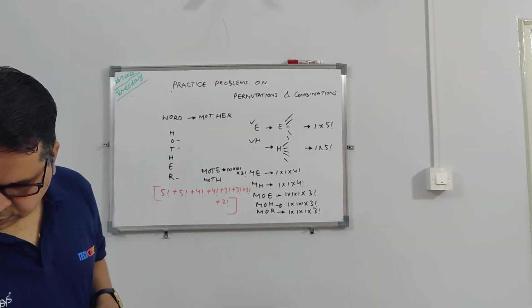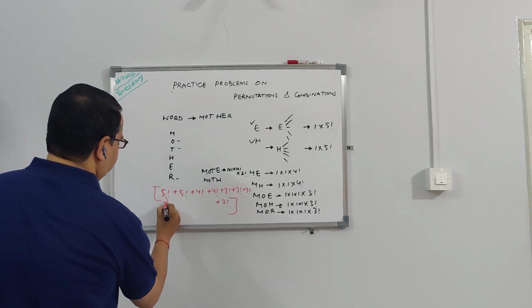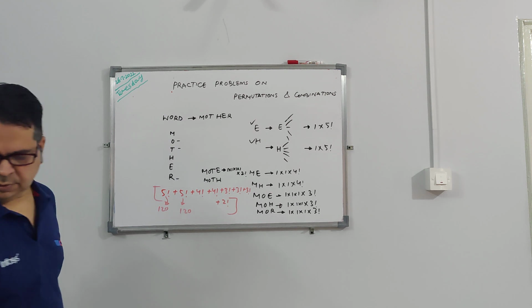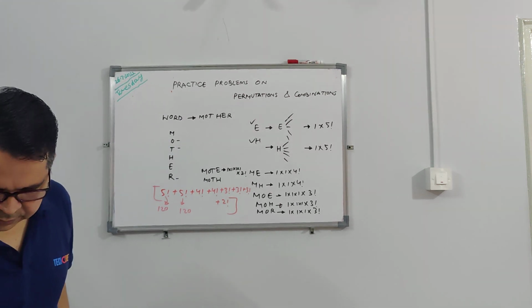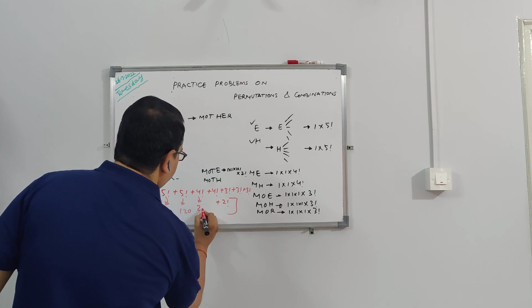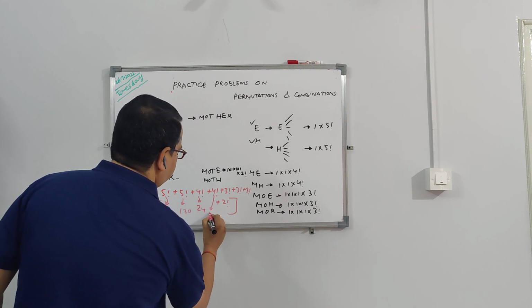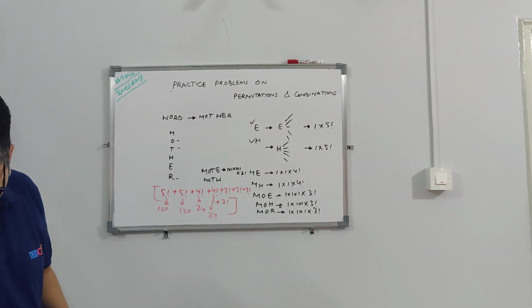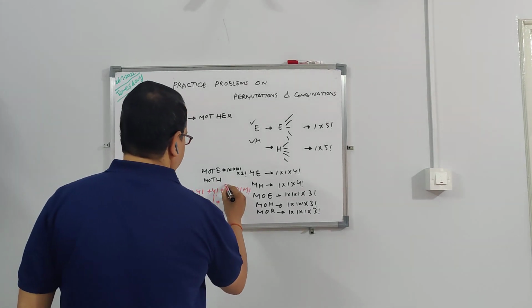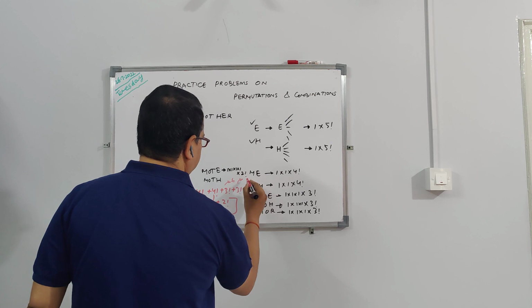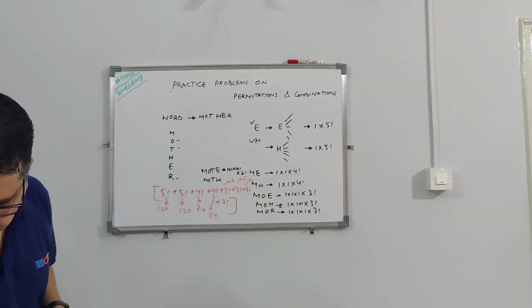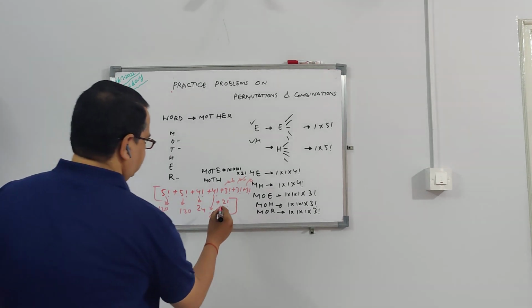So basically 5 factorial is 120, 120. Then your 4 factorial is 24 and 24. Then your 3 factorial is 6, 6, 6. Then your 2 factorial is 2.